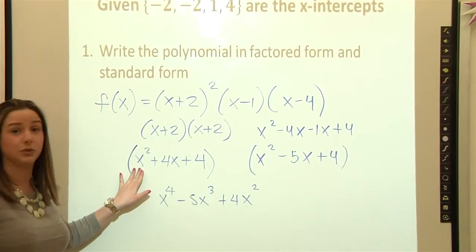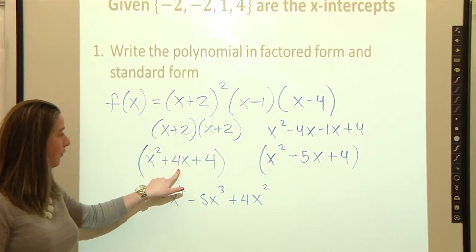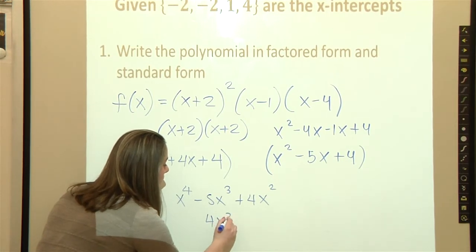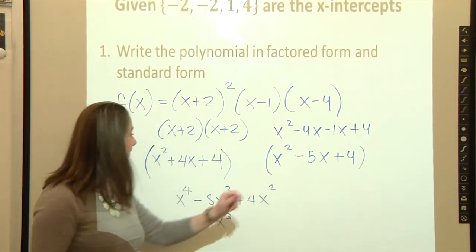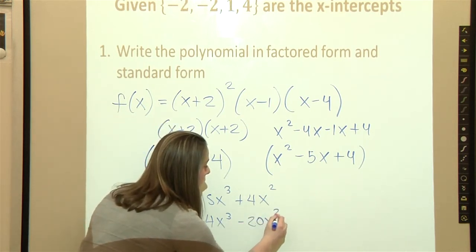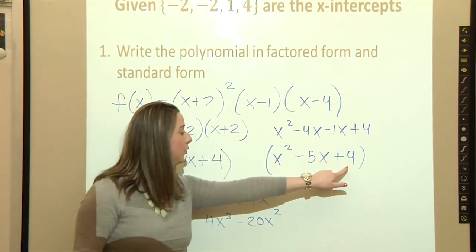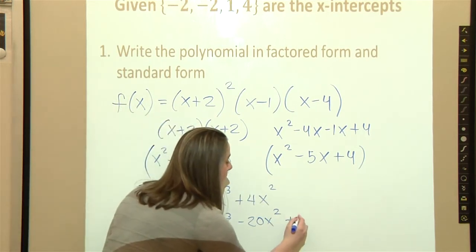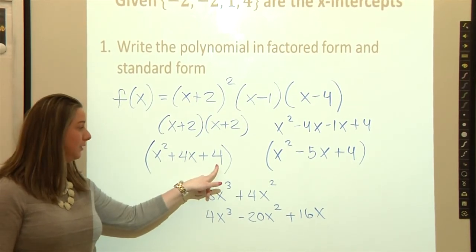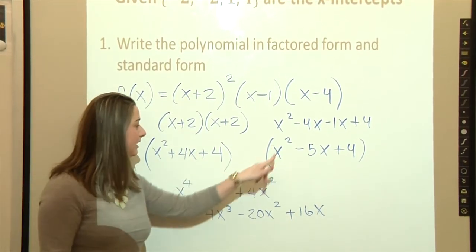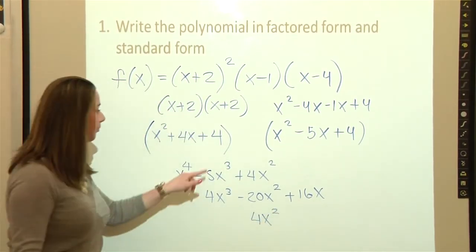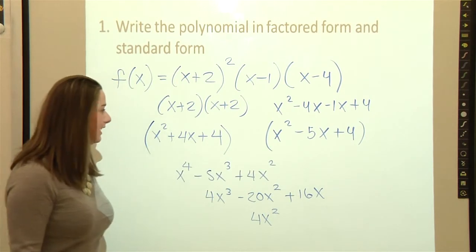So I'm done with this x squared. I'm going to move along to 4x. 4x times x squared is going to give me 4x cubed. 4x times negative 5x is going to give me negative 20x squared. 4x times 4 is going to give me 16x. So I'm all set now with the 4x, and I'm going to move along to the 4. 4 times x squared is 4x squared. 4 times negative 5x is going to give me negative 20x.